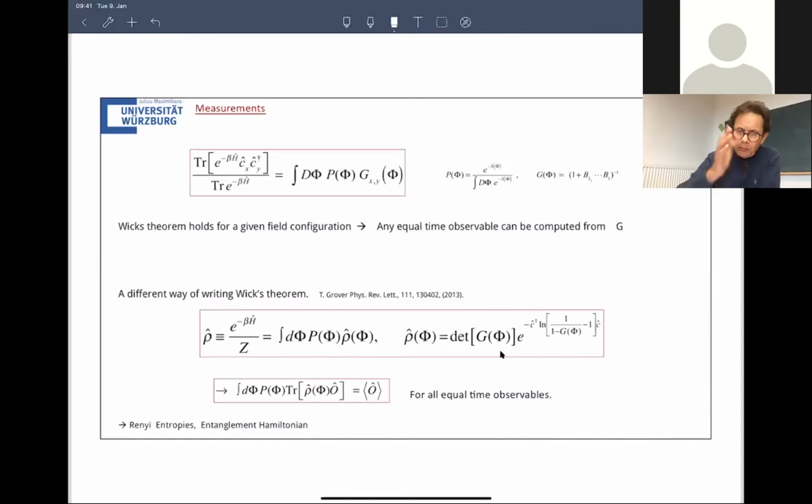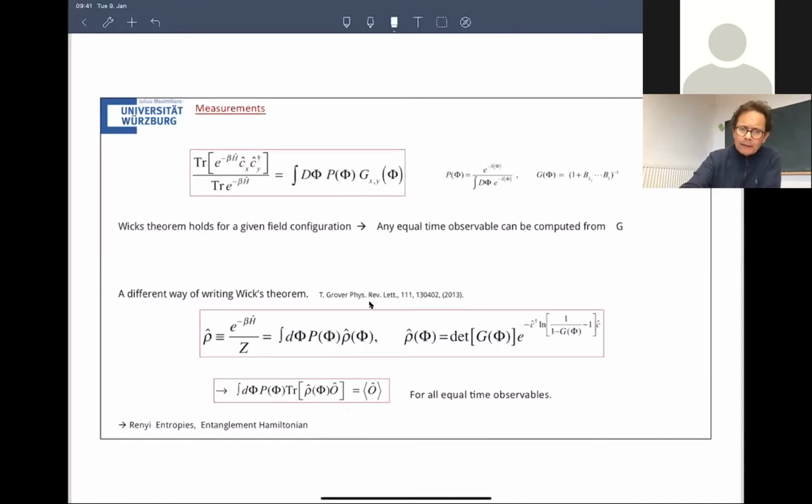Why would you believe me for this? Well, let's try this equation and calculate for any equal time operator the integral over d phi, p of phi, of the trace of what I've given you here, this operator in phi times O. Then I get the same form as what I would obtain by using the Wick decomposition of the given operator I had before.